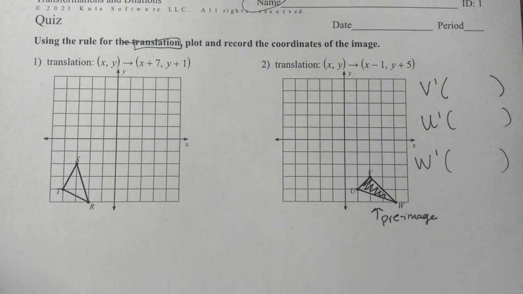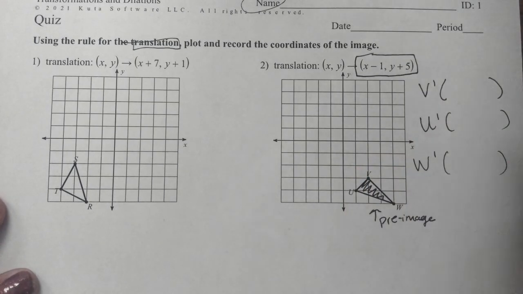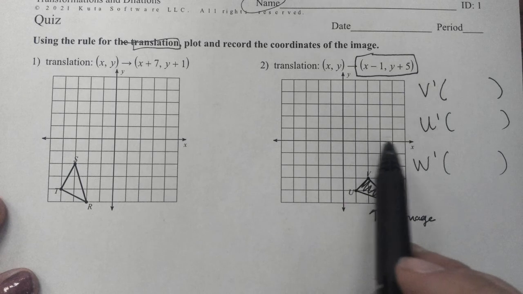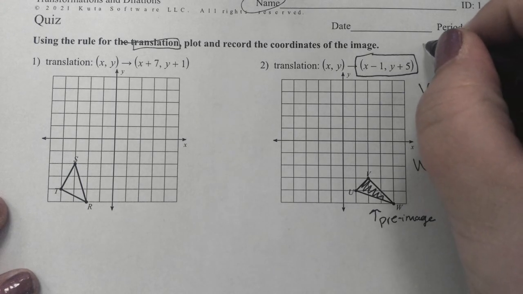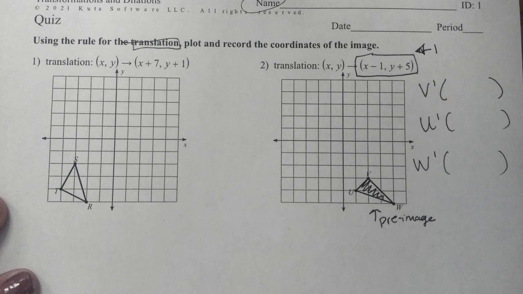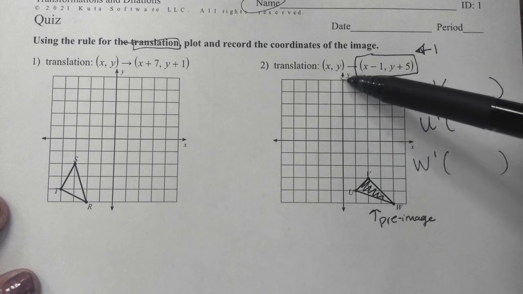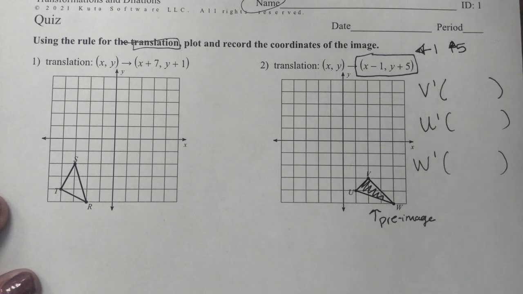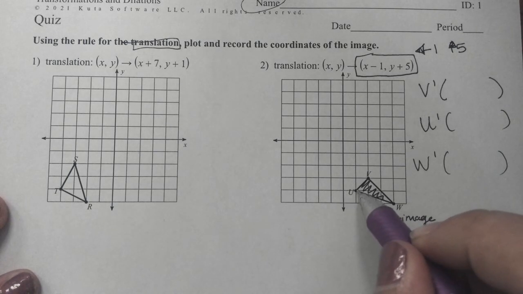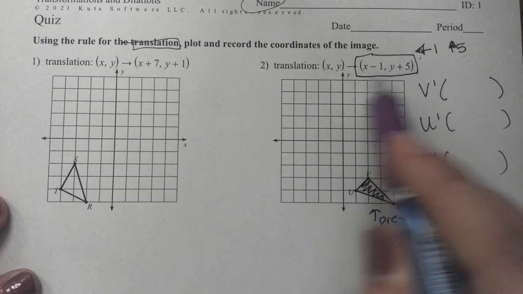Okay, so the translation says the rule is x minus 1, y plus 5. So if x is minus 1, then on the x-axis we know we're moving left. So this rule says to move left once, y goes up and down. So if it's y plus, we're going in the positive y's, which is up. So up 5. So from each ordered pair, you're starting where the ordered pair is and then counting left 1, up 5 because of this rule.